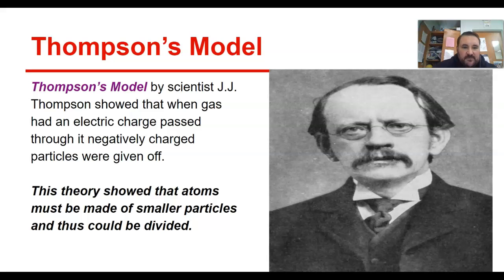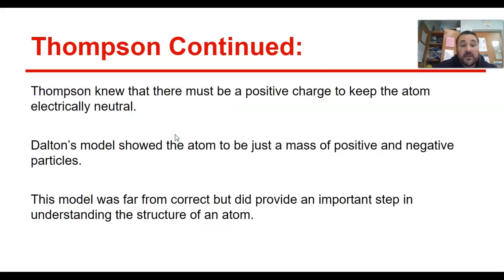J.J. Thomson was another chemist, and he ran electricity through gases, and he found that it gave off negatively charged particles. So if there are negative particles, he figured that there absolutely have to be positively charged particles, because you can't have a negative without a positive. He called his theory the plum pudding theory. Basically, you have a whole bunch of negatives and positives in one atom. We know it's not quite that way.